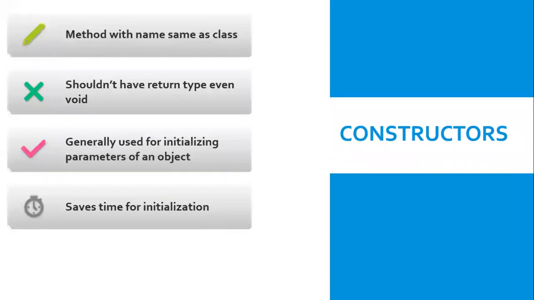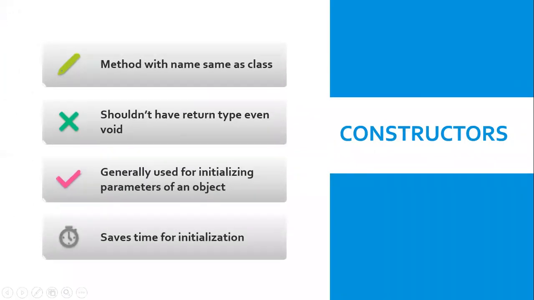Now let us see the constructors here. So what are the specifications of constructors? These are the specifications of the constructors. Actually, the constructor is also a method whose name is the same as the class, and it shouldn't have a return type, not even void. It is generally used for initializing parameters of the object. It saves time if you create parameterized constructors.